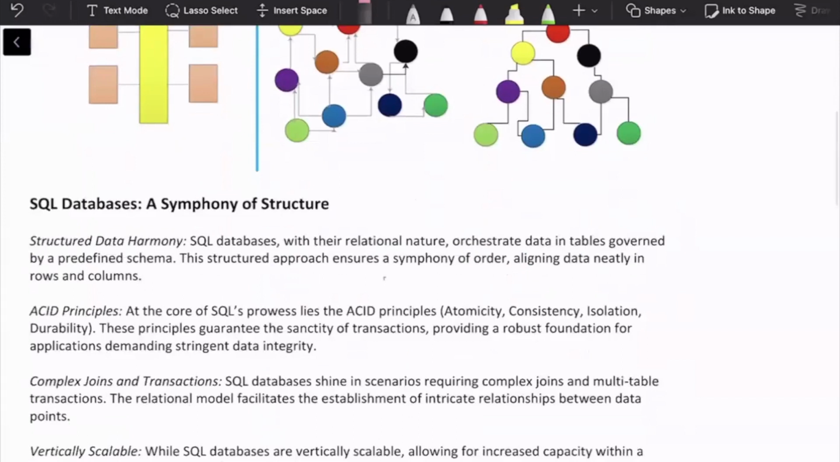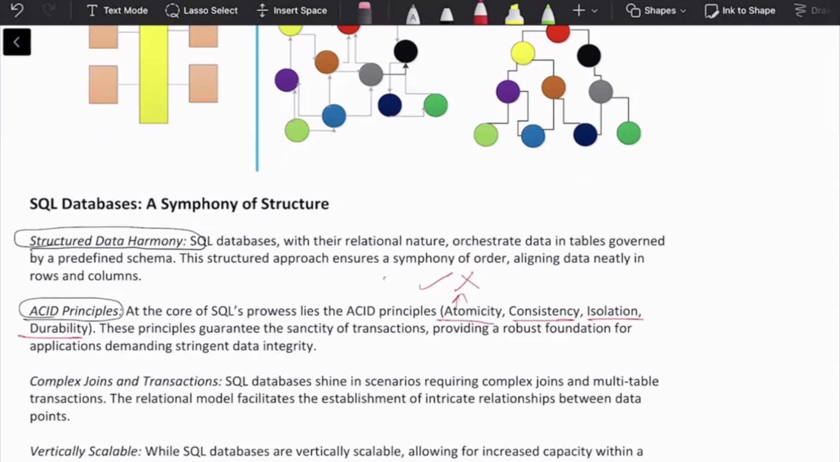So the SQL database, as we know, consists of relational data. That means there is a structured data harmony in it, and the tables in the SQL database have a relationship or can have a relationship with each other. It follows the ACID properties. When I say the ACID properties, it means that it should have atomicity, consistency, isolation, and durability. What I mean by atomicity is either the transaction goes through or nothing goes through.